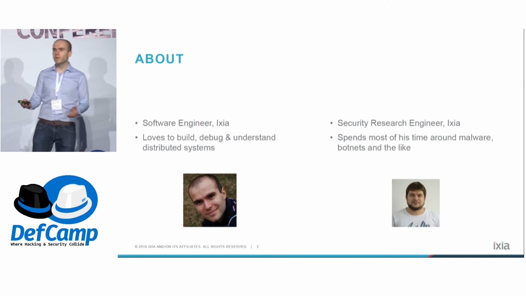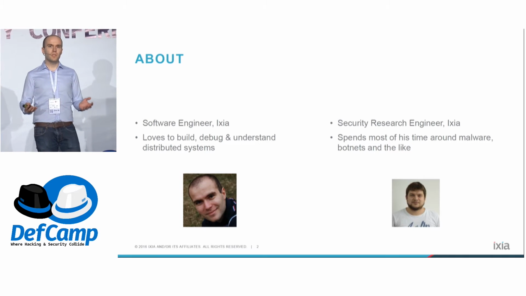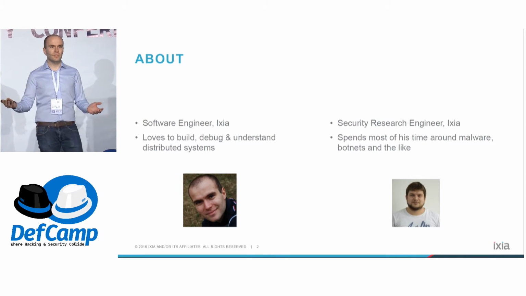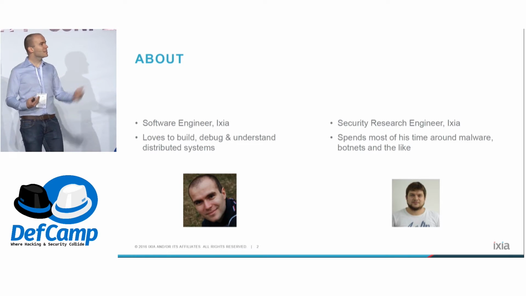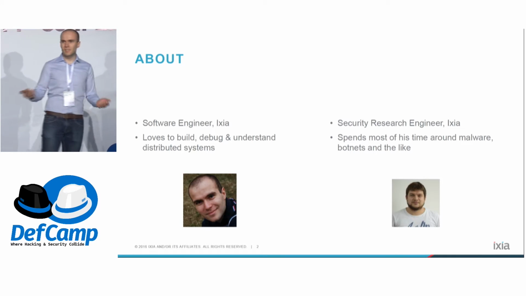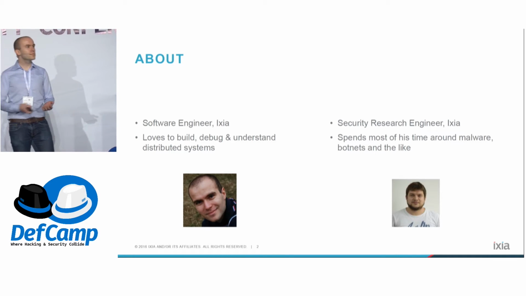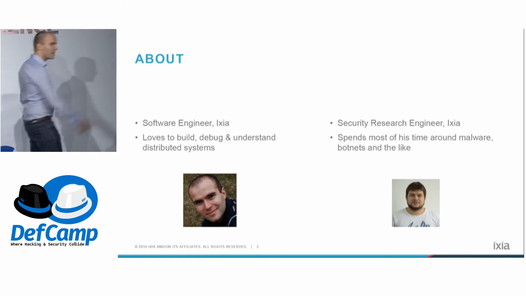In order to build a threat intelligence system, you need two parts. You need engineering and you need security research. As you can probably read, I'm the engineering guide, and Adrian is, of course, the security researcher guide. Since this is a security conference, I'll let Adrian go first and tell you about our system. Thank you.